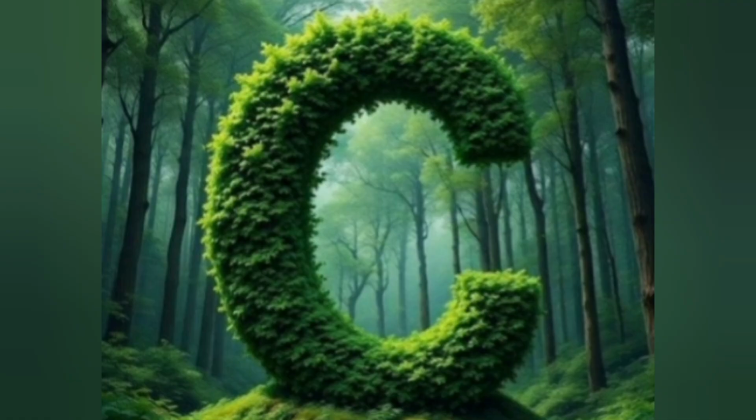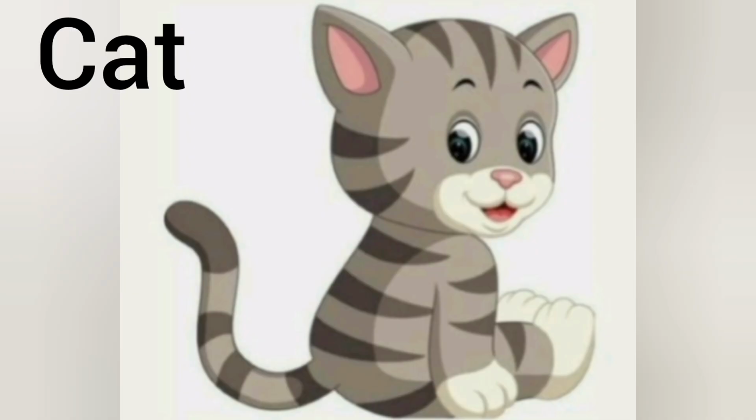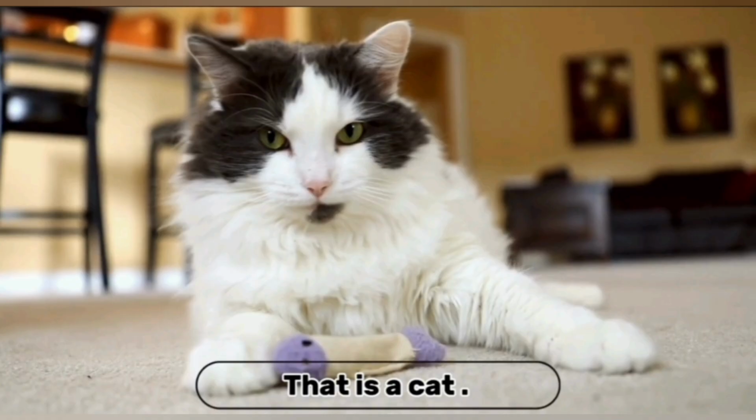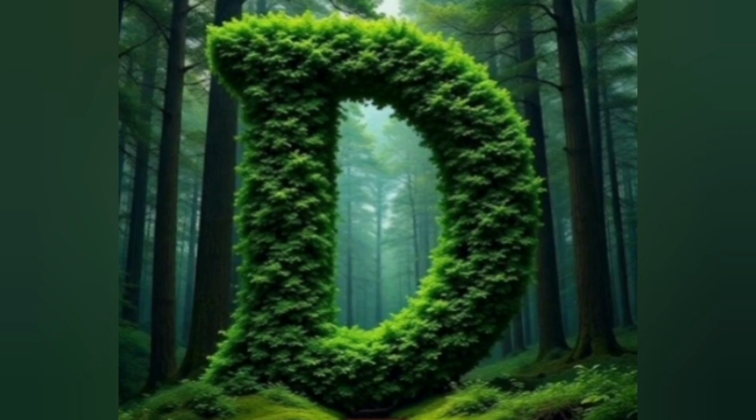C. C is for cat. CAT. Cat. That is a cat. Cat means billy. That is a cat. The next letter is D.